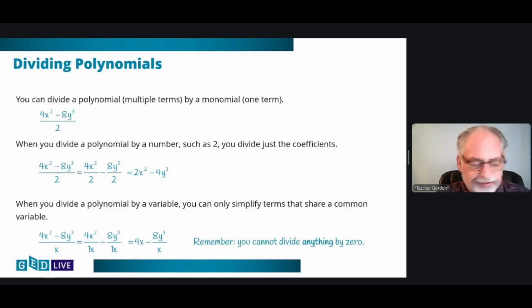Here's another fact to be aware of. There is no way to divide something by 0. And the GED might test that concept. Dividing by 0, we say, is undefined, because you can't do it. You can't divide something by nothing, in effect. So if you ever see 0 underneath a fraction, it's undefined. It doesn't have a value.